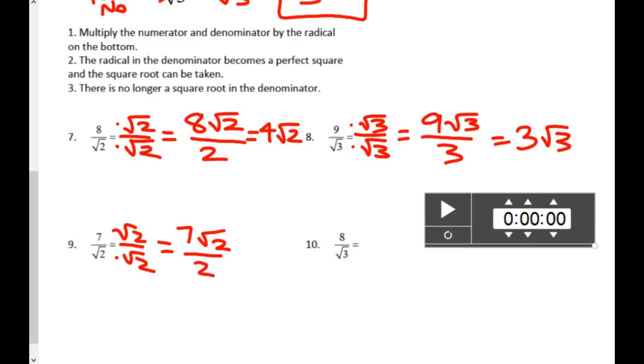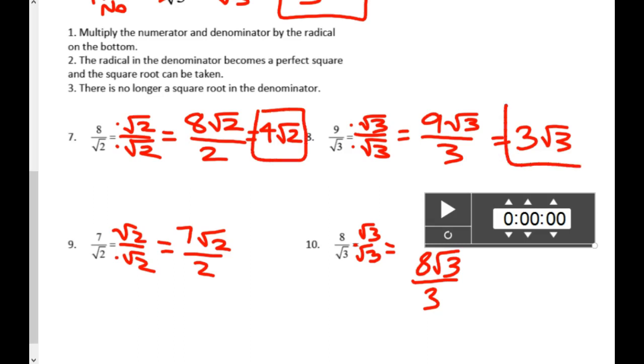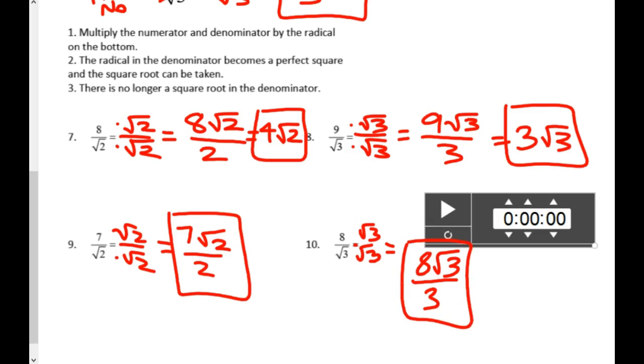So what do I multiply by? Square root of 3. All right, so on top, what do I get? 8 square root of 3, and on bottom I get 3. Does 8 over 3 reduce? Nope. So 8 over 3, leave it, right? So these are my answers. These are all solid. And now we're going to the back side, so you can flip it over.